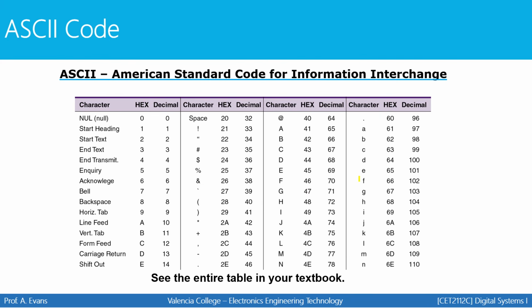So if I want to send a code for the letter F and I want it to be lowercase, I need to send a 66 in hex, which would be 01100110. That's 66. So I'd have to send that code in order to display the image of the letter F on my screen when I hit the button F on my keyboard. That's what the ASCII code helps us to do.